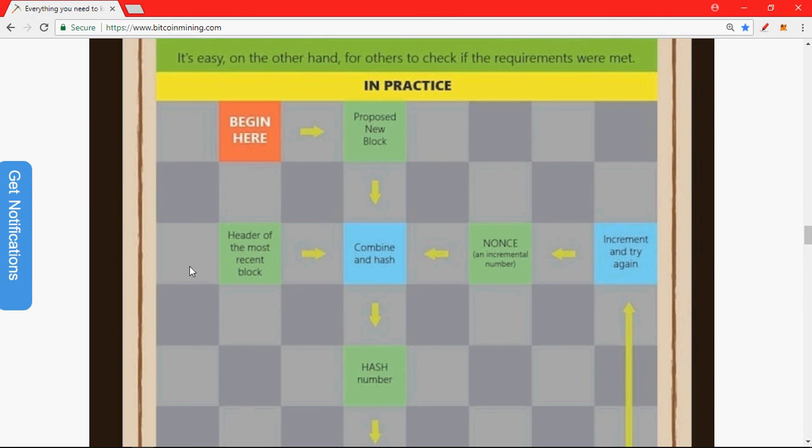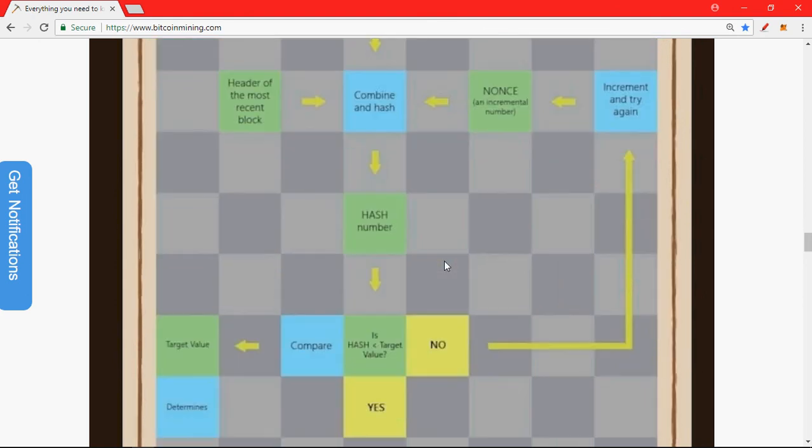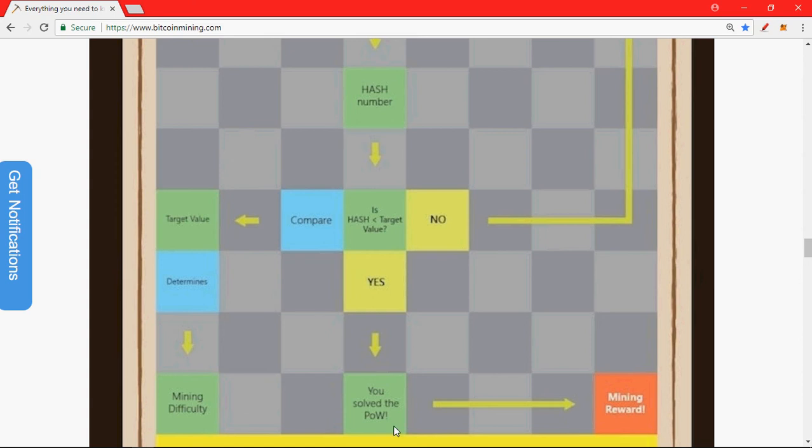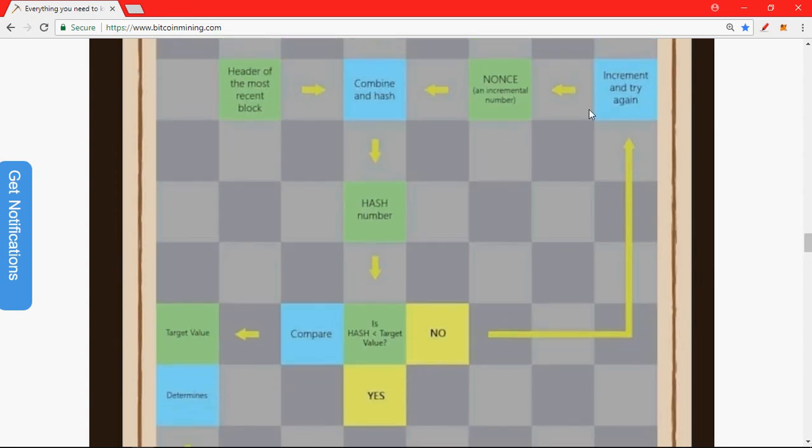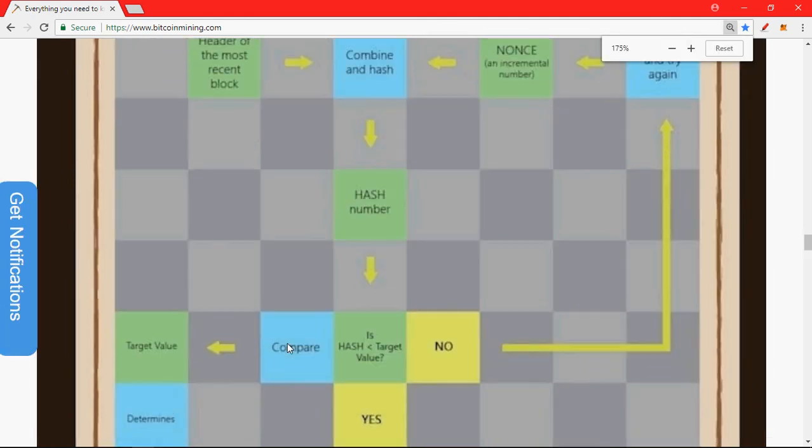Then we have a hash number and we check, is the hash less than the target value? If yes, then we have solved the problem and we get the reward. If no, we increment and try again, with the nonce an incremental number. This task is repeated until the condition becomes yes. Here the target value determines the mining difficulty.